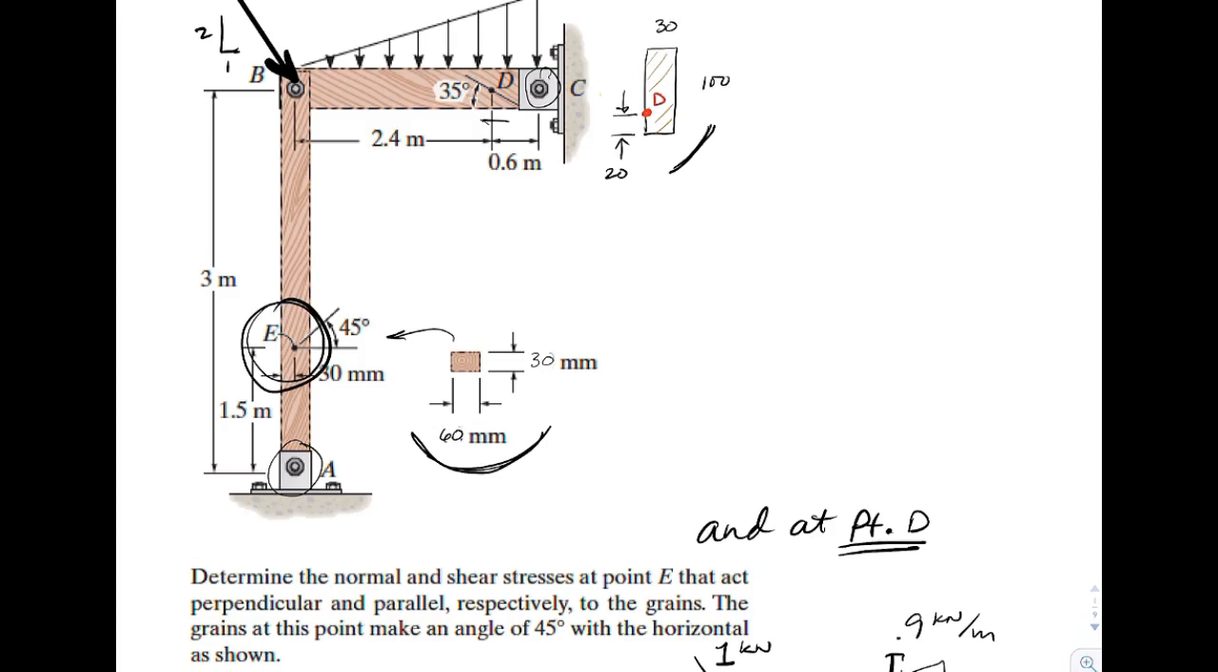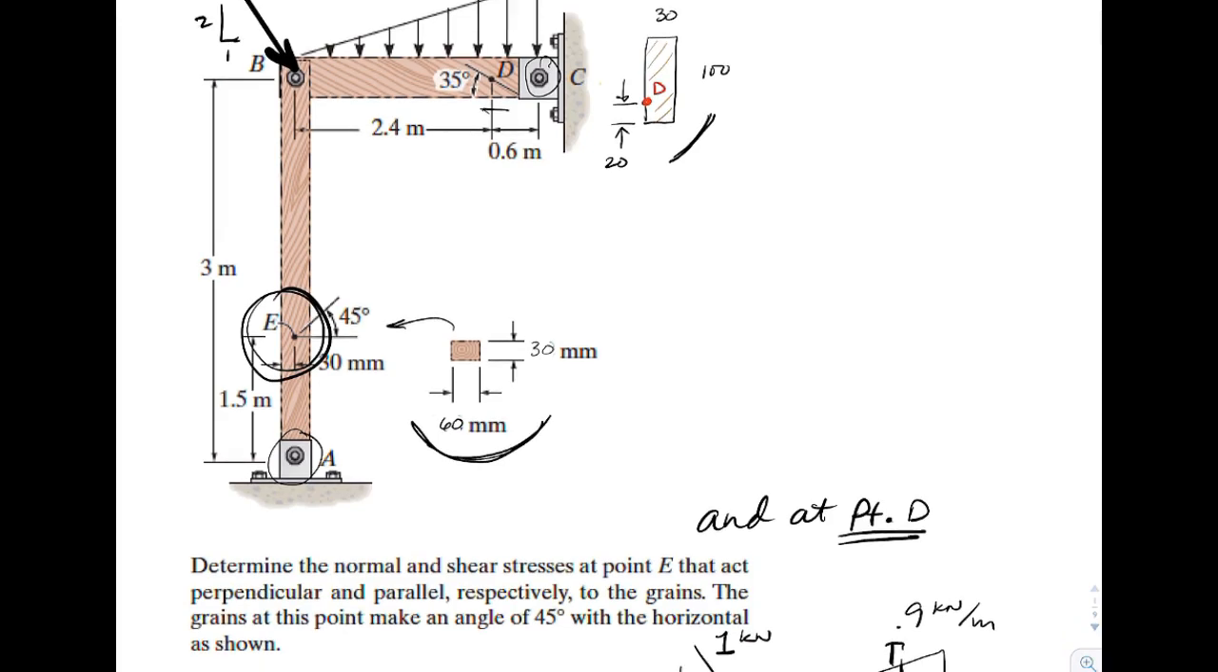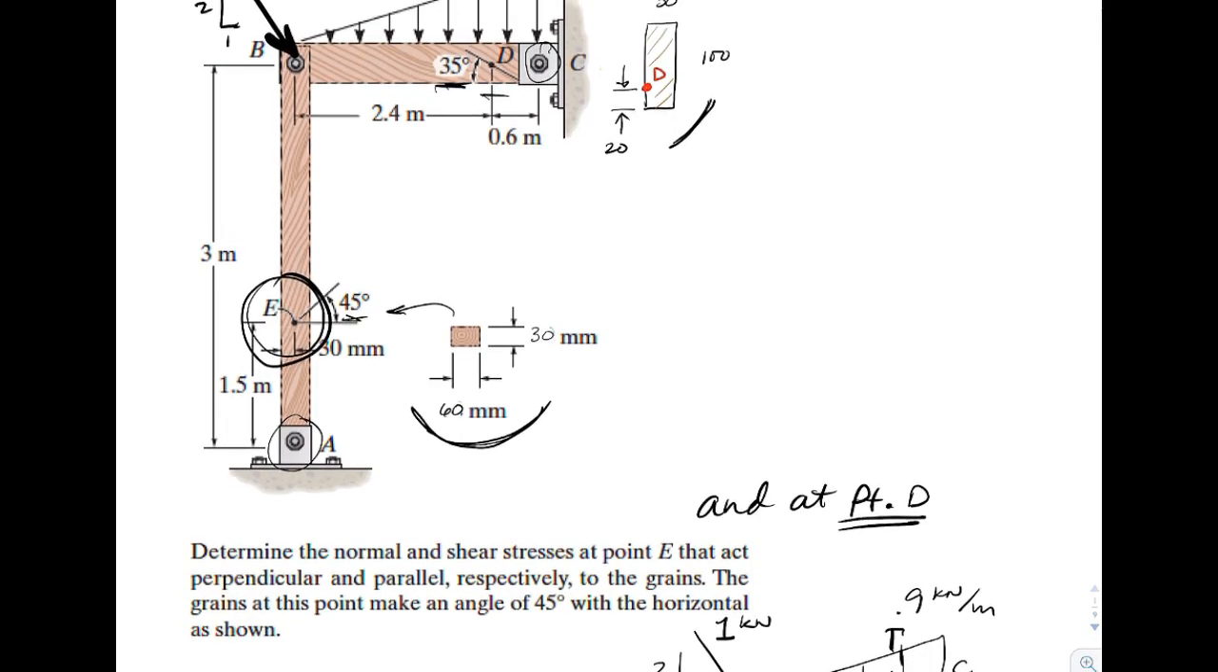And what we're asked to do is find the stresses that act perpendicular and parallel. Perpendicular would be normal to the grain. There would be a shear stress that would be parallel to the grain. And so we're going to see if we can do both points here. At point E, we've got a 45-degree angle. At point D, we've got a 35-degree angle. So if we want any chance to transform stresses, we need an initial state of stress.